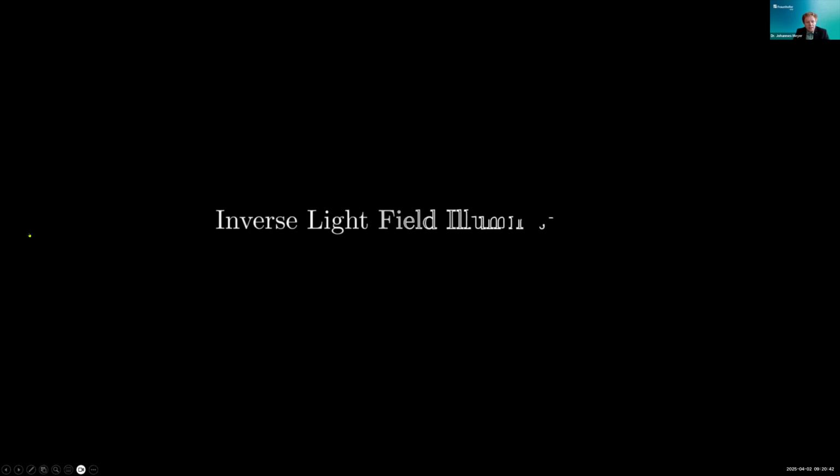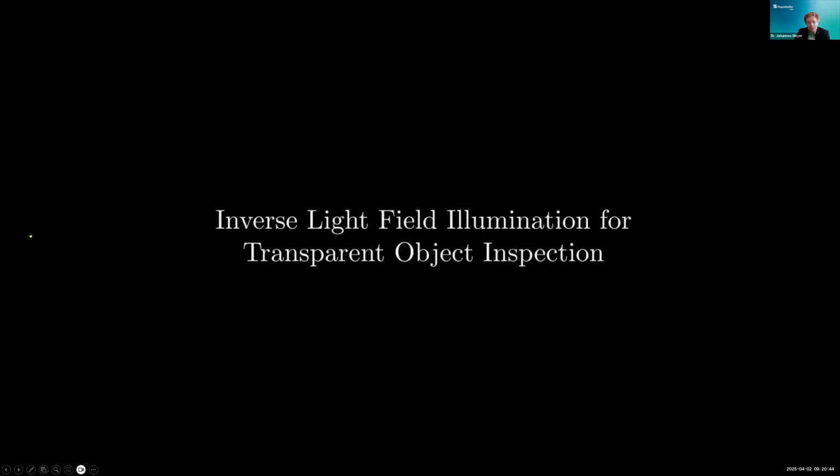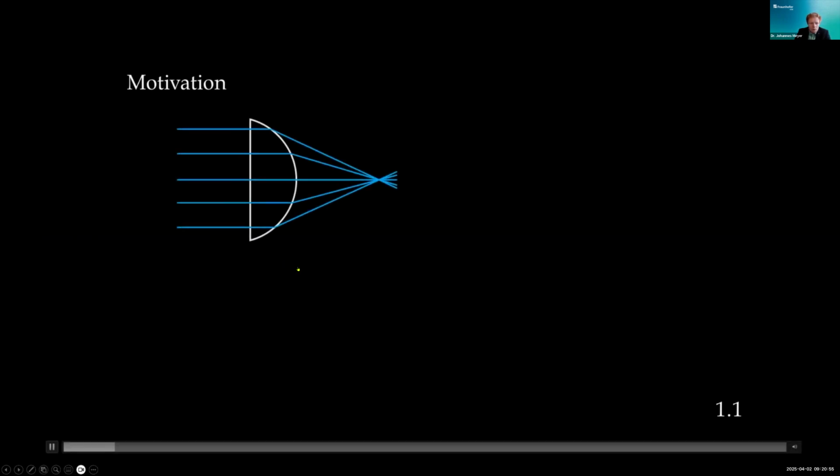So let's start with inverse light field illumination, and we will have a particular look at the application of transparent object inspection. Now let's first consider some motivation, and let's assume that our goal is to inspect transparent objects like this big plano-convex lens here. If we look at illuminating light rays here in blue that illuminate this object from the left-hand side, of course, our object will converge those light rays to its focal point, because that is what our object is supposed to do.